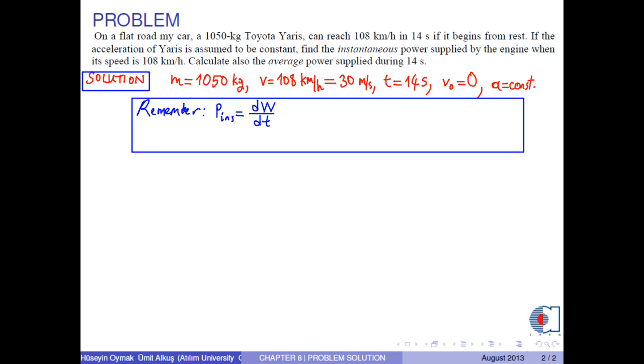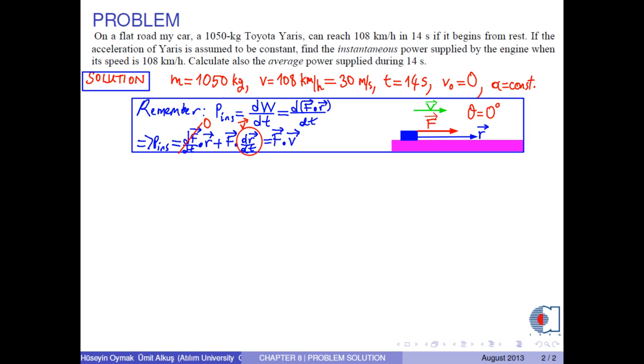Instantaneous power is the first time derivative of the work done by a constant force F during displacement r. Since it is constant, we have F dot dr over dt. And dr over dt is the velocity of the car. Therefore, the instantaneous power becomes F dot V. In our example, the force acting on the body due to the engine is parallel to the velocity, that is parallel to the distance. As a result, the instantaneous power is calculated by the formula F times V.